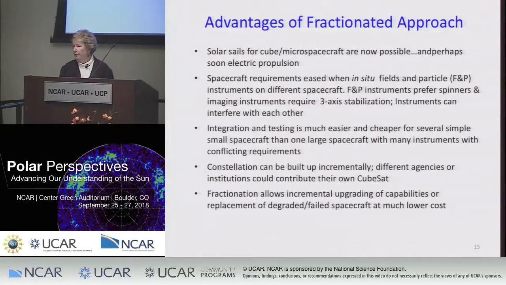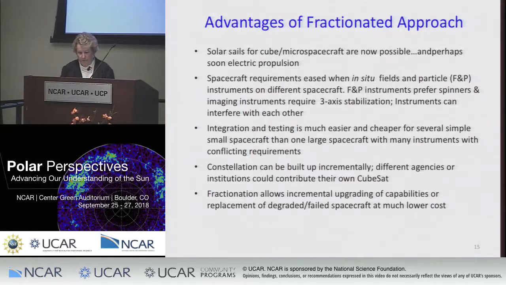First, the solar sails might now be suitable for propulsion for this much smaller spacecraft. And I think there's also a lot of work in the CubeSat world on electric propulsion. The spacecraft requirements become much less if you have your in situ instruments on one spacecraft and your imaging on another.